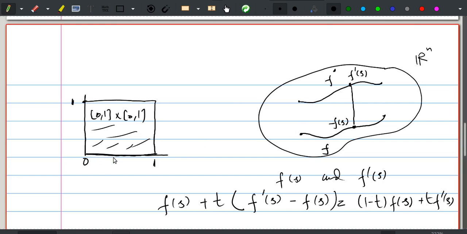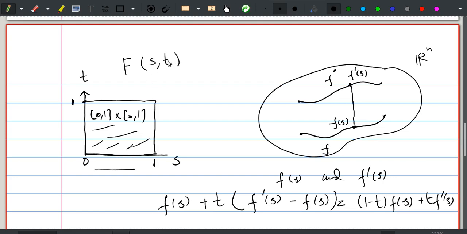So now this interval over here, 0 1, these are the values s, and these are the values t. Now we have F(s,t). Now for each given t we get a continuous map. Actually this capital F is a family of maps for different values of t.